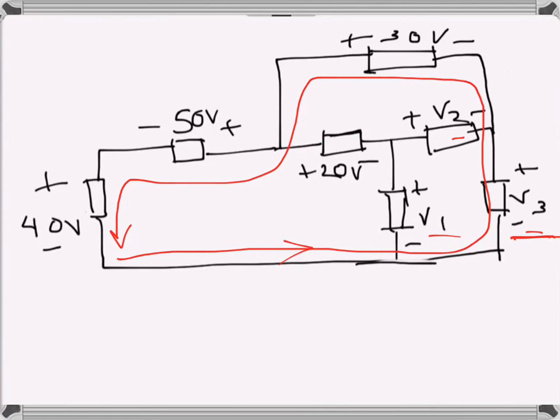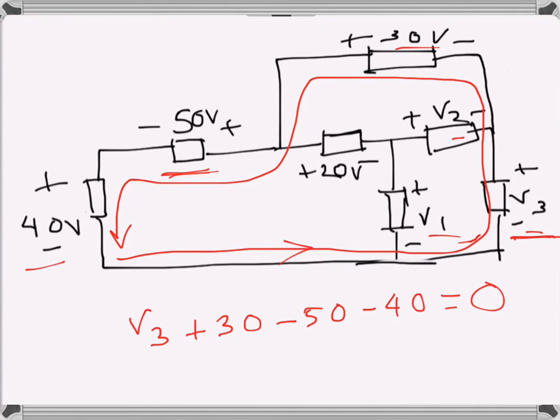When we move in the counterclockwise direction, V3 is a rise, so that's positive V3. Then 30 volts, that's also a rise, so plus 30. Then we have 50 volts, which is a drop, so minus 50, and 40 volts, the last one here, is also a drop, so minus 40, equals 0.